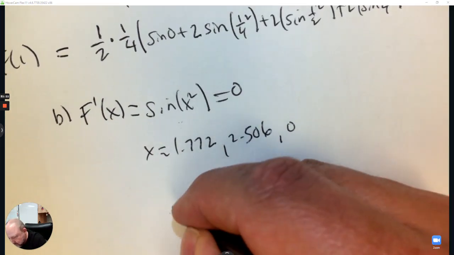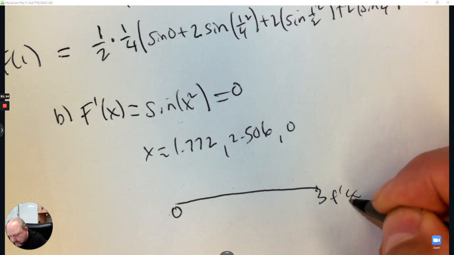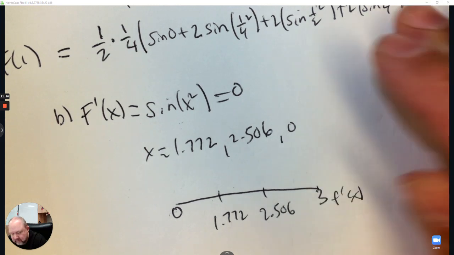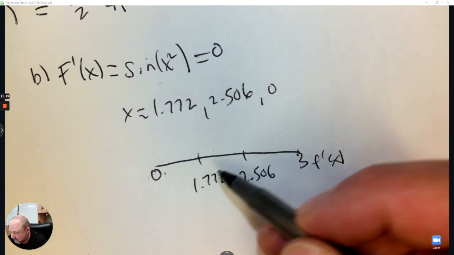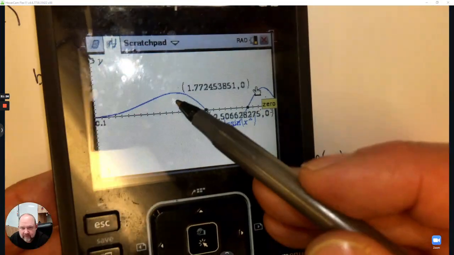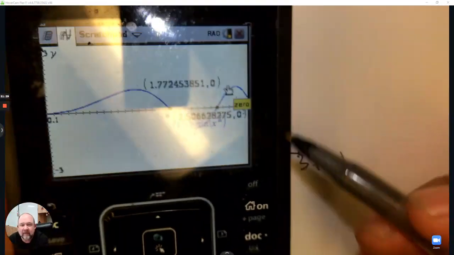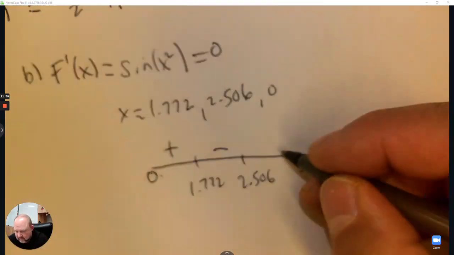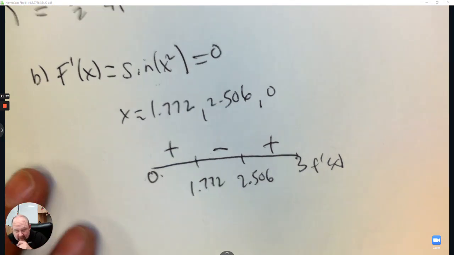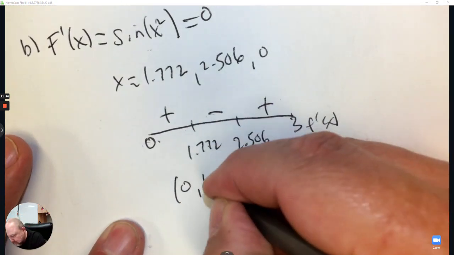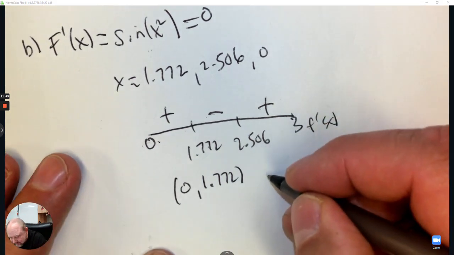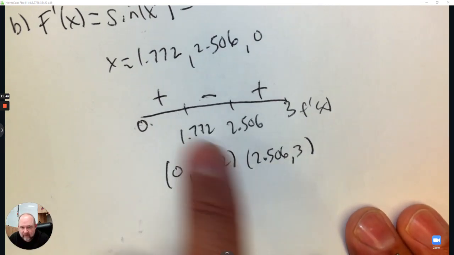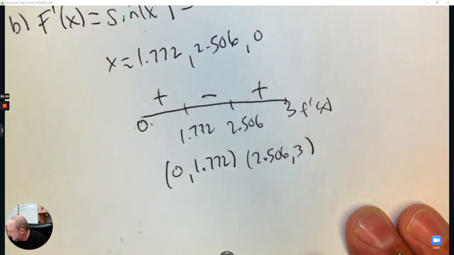So if I draw a number line from 0 to 3 for the derivative, I have 1.772, 2.506, and I can say from 0 to here, it's above. So that's positive. So it saves us time above and below. The next part is below, so it's negative, and then the last part is above, so it's positive. And the question is, on what intervals is it increasing? So the answer is from 0 to 1.772 and 2.506 to 3. So on those two intervals, it is increasing. This one, it is decreasing.